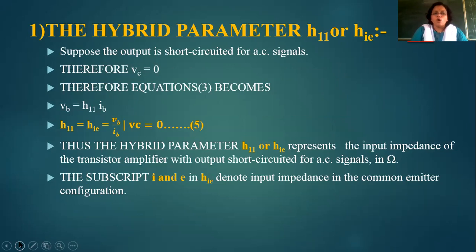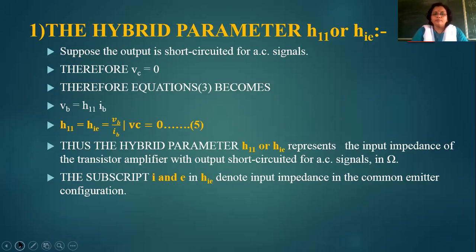Suppose the output is short circuit for AC signal. Therefore, if the output is shorted, what will VC be? VC is equal to 0. Therefore, equation 3 becomes VB is equal to H11 IB. H11 is equal to HIE is equal to VB upon IB, at which condition? Where VC is equal to 0. Call it equation number 5.